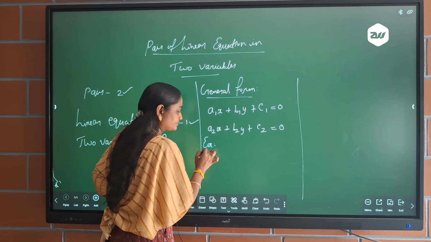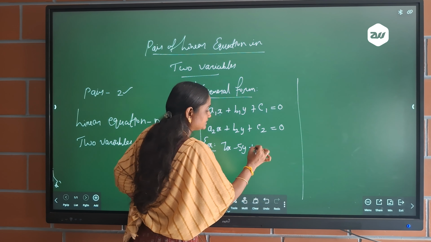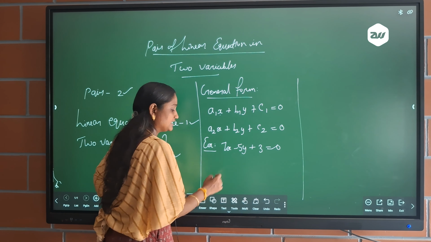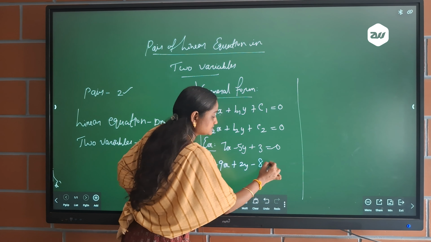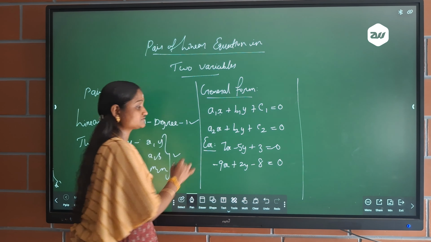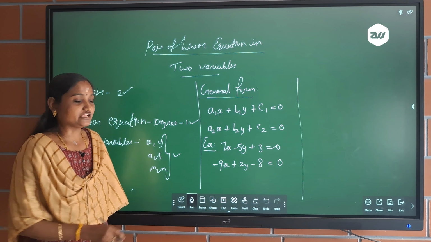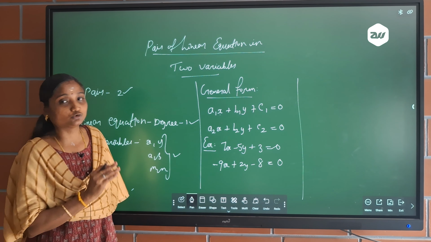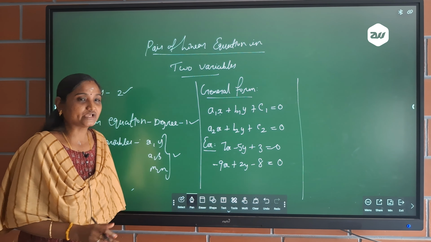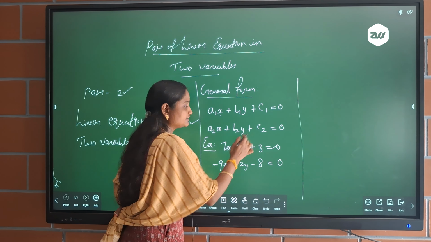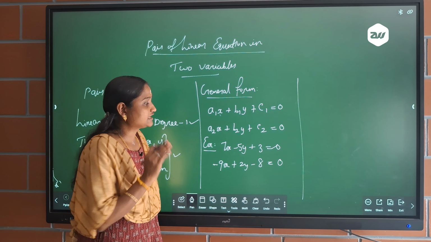For example, I am writing one equation. ஒரு equation எழுதுற பாருங்க 7x minus 5y plus 3 which is equal to 0. Another equation minus 9x plus 2y minus 8 is equal to 0. So the two equations will be like this. This is called as general form of linear equation in two variable. So ரெண்டு equations இப்படித்தான் இருக்கணும் அப்படிங்கிறது it is a condition. So this is called pair of linear equations in two variable. This two variable not necessary we have to use x and y தான் யூஸ் பண்ணணுமா கிடையாது. Whatever the variable we want we can use it there.